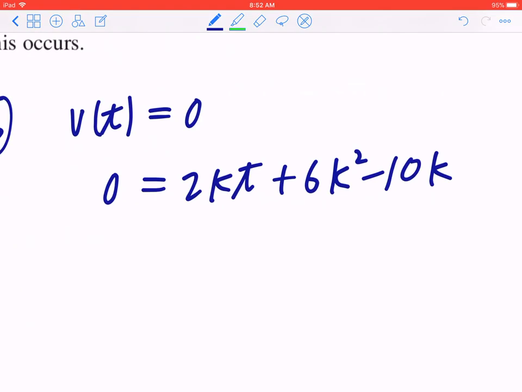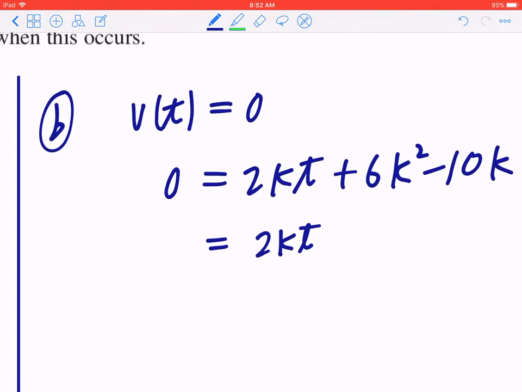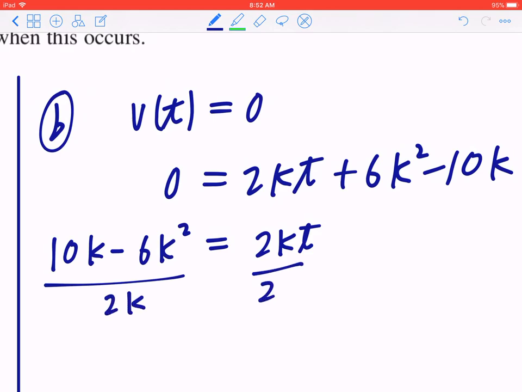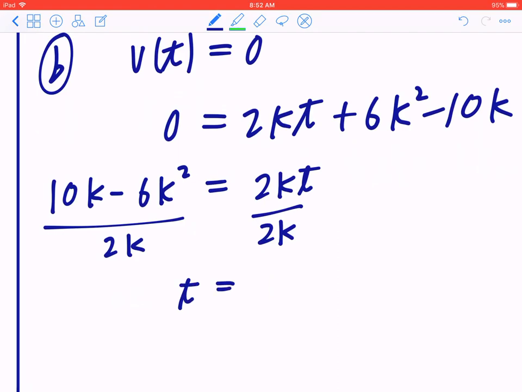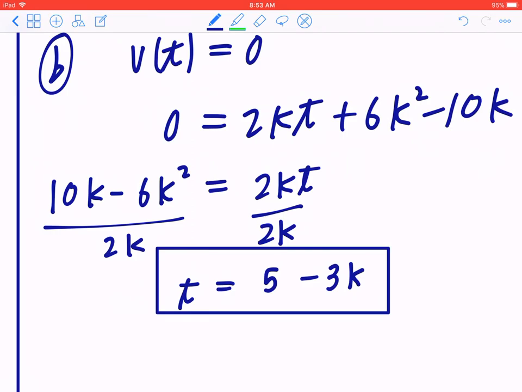Now to solve this, you have to bring everything to one side. So I'm going to keep 2kt to the right. I'm going to bring 6k² minus 10k to the left, which becomes 10k minus 6k². The opposite of multiplying by 2k is to divide by 2k. So now time equals 10k divided by 2k, that's going to be 5, minus 6k² divided by 2k, that's 3k. So the time equals 5 minus 3k. And of course, k cannot be 0.